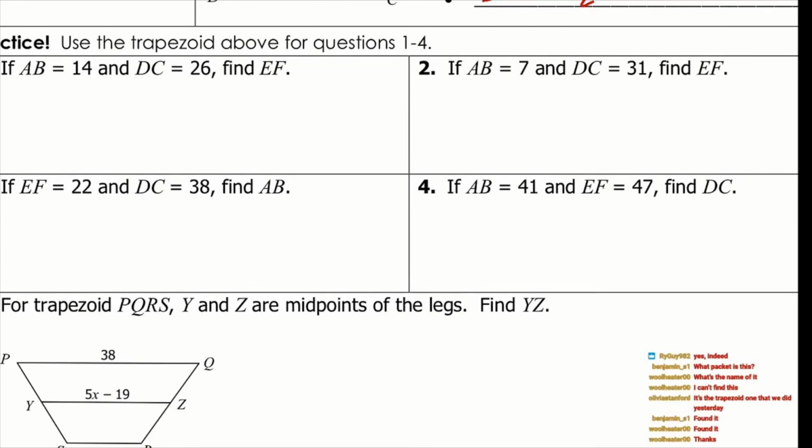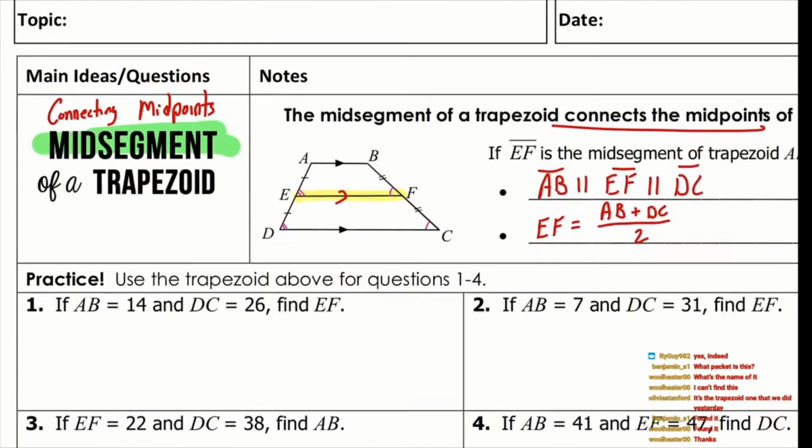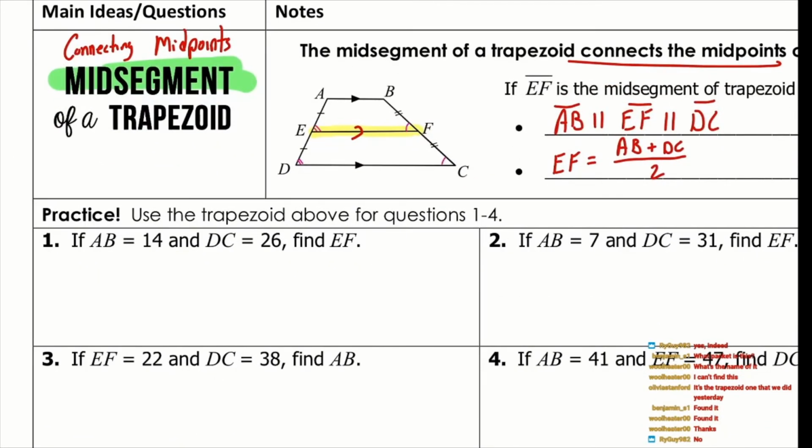All right, let's. It says use the trapezoid above for questions 1 through 4. So the letters are associated with this diagram that we see right here. I am going to go back and forth, which means I am going to write in the values, but I'm just going to quickly erase them because we're going to use those values for 1, 2, 3, and 4. So just be mindful of that, especially if you're writing these down in pen.